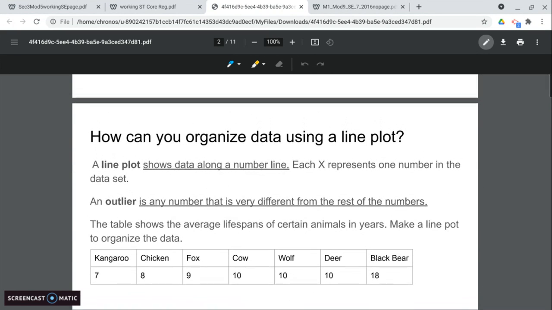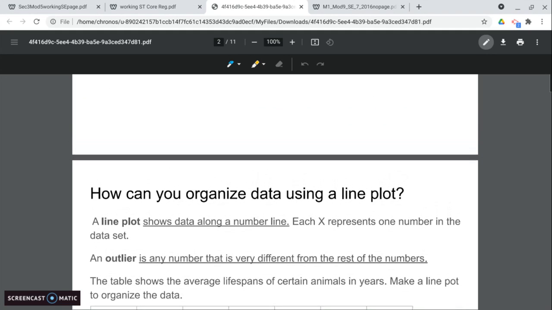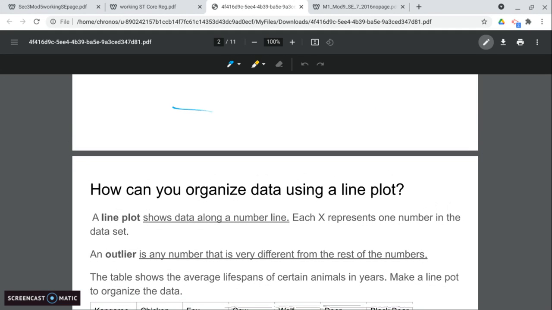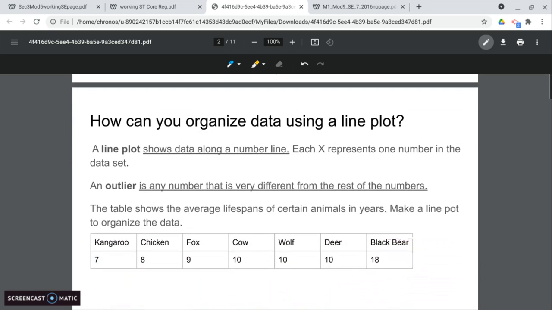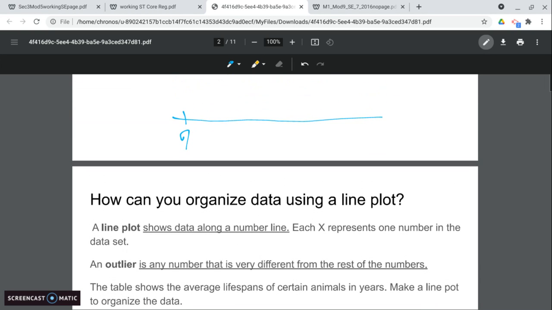I'm trying to find some space to do that. We'll do it up here. So we've got our line. The lowest we had was 7. And then we go 8, 9, 10, 11, 12, 13, 14, 15, 16, 17, 18.